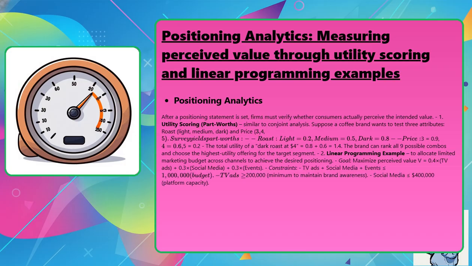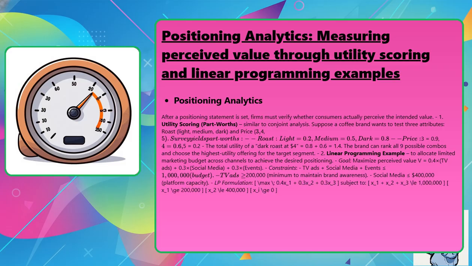Constraints: TV ads plus social media plus events less than or equal to $1 million budget. TV ads greater than or equal to $200,000 minimum to maintain brand awareness. Social media less than or equal to $400,000 platform capacity.